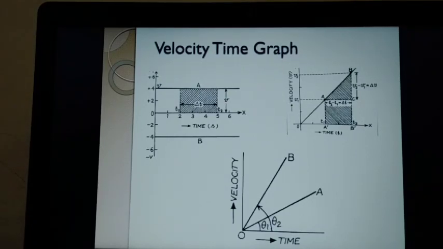Which one is having more acceleration here? Particle A or particle B? Since the slope of particle B is more than the particle A, it is having more acceleration. So the hint to the acceleration is given by the slope. If the slope is more, its acceleration will be more. That is another velocity time graph.